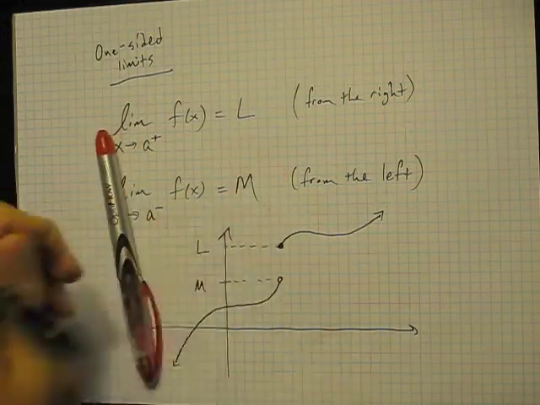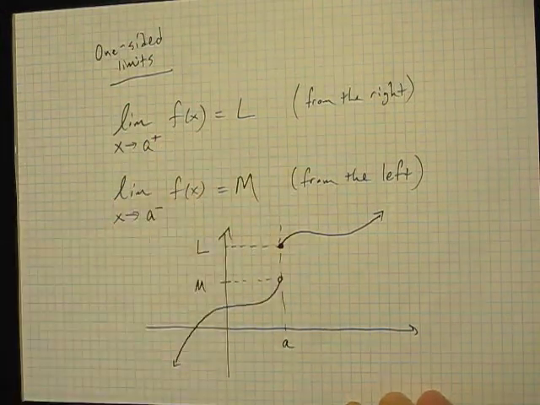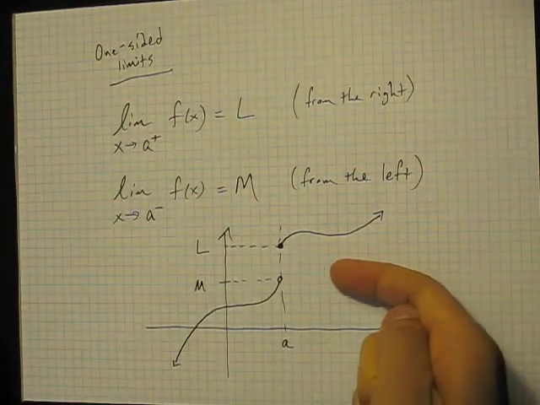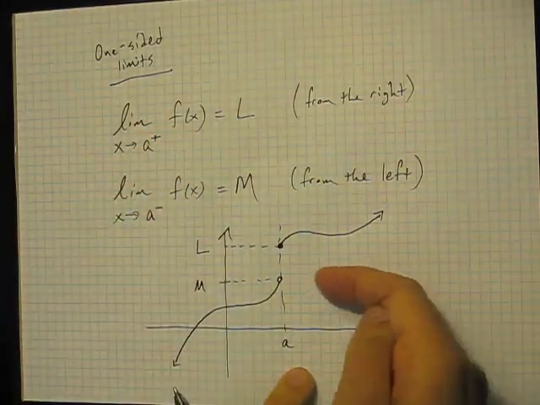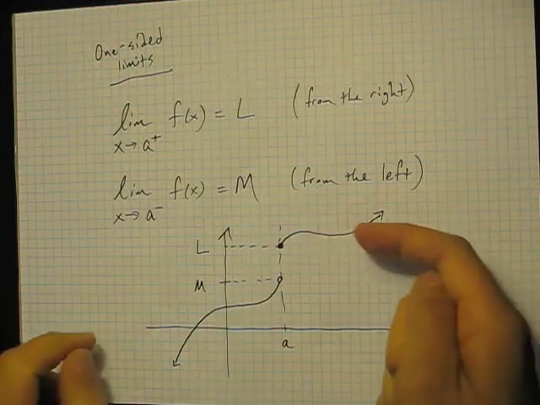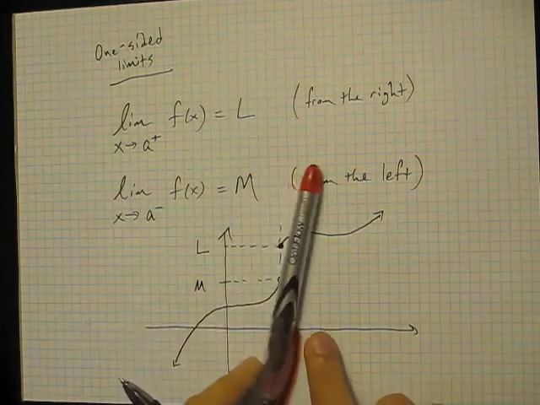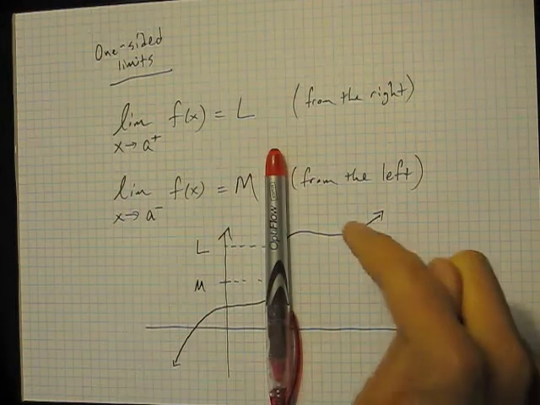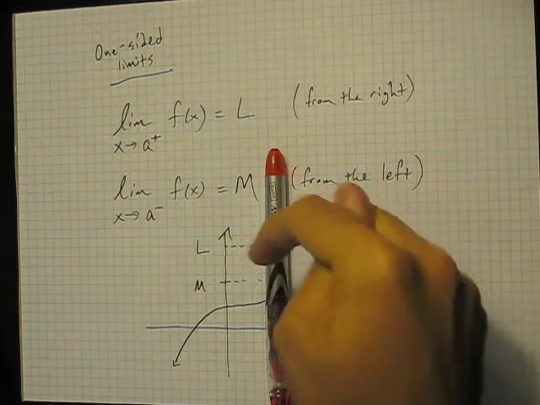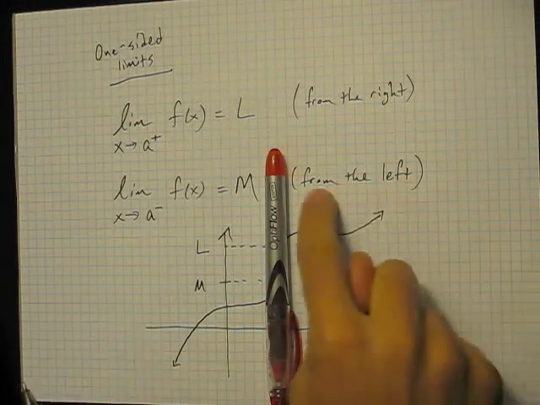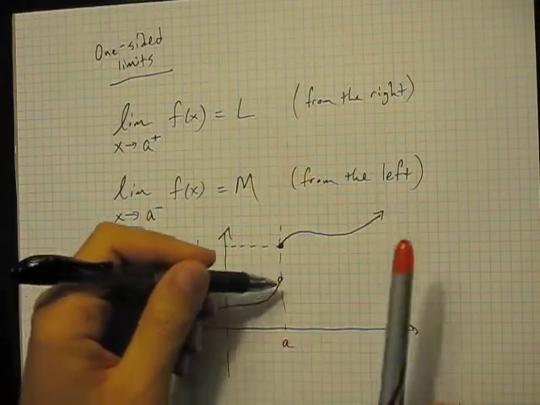From the right-hand side, maybe we'll mark this. Here's A. Okay. From the right, that notation, notice the A plus, so we're coming from the positive side of A. The trend of the function seems to be that it wants to hit height L. You can certainly see that if I cover up this coordinate at x equals A with the pen. The trend seems to be that it wants to hit height L. And from the other side, from the left, the trend seems to be that it wants to hit height M.